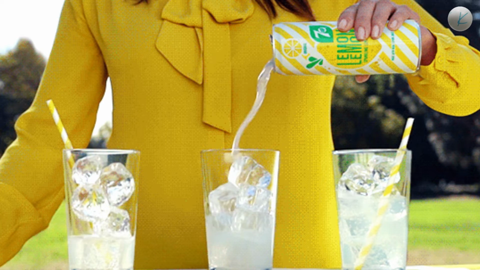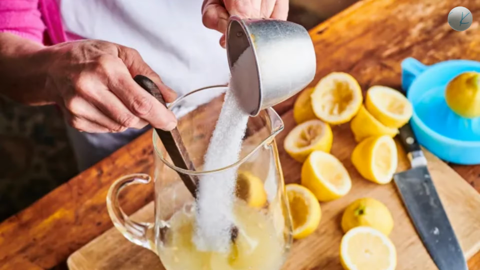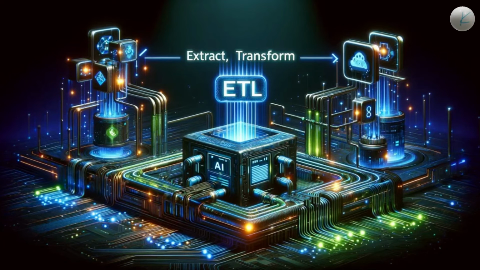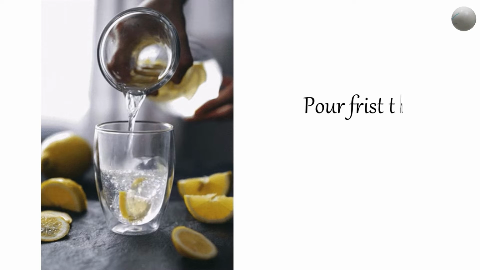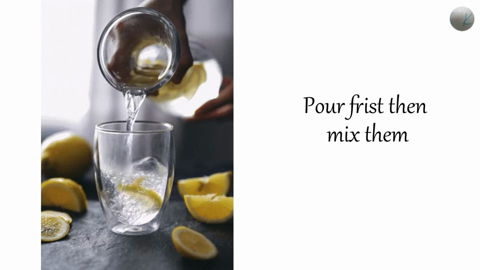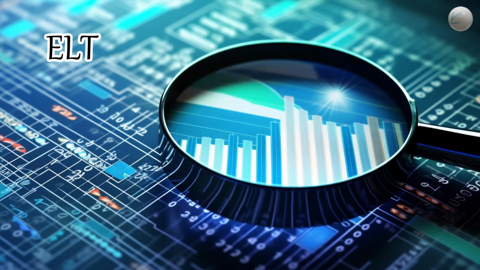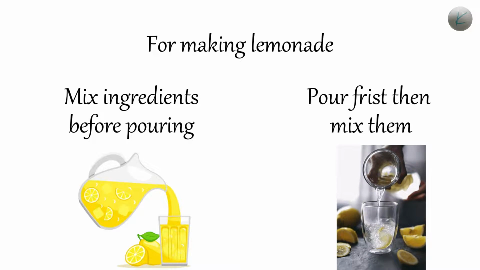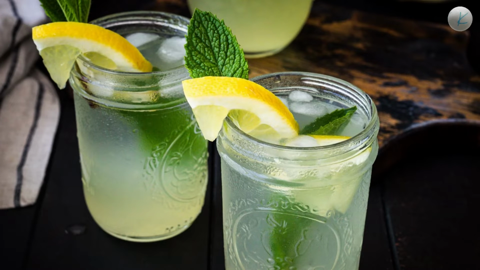Now, let's say you have two ways to make your lemonade. One where you mix all the ingredients before pouring it into the cups, that's ETL, and another where you pour the ingredients into the cups and then mix them, that's ELT. These methods might sound different, but they're both essential for serving up the perfect drink.